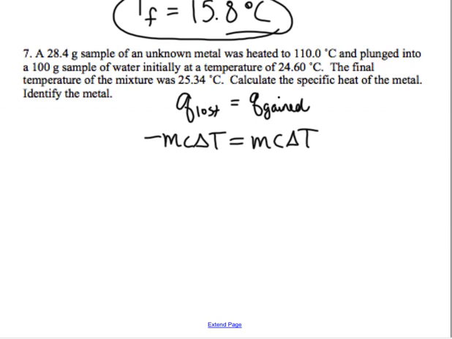So everything on the left is about the metal. What's the mass of the metal? 28.4 grams. Heated to 100. What's the specific heat of the metal? That's what we're looking for. Change in temperature of the metal. Final temperature.